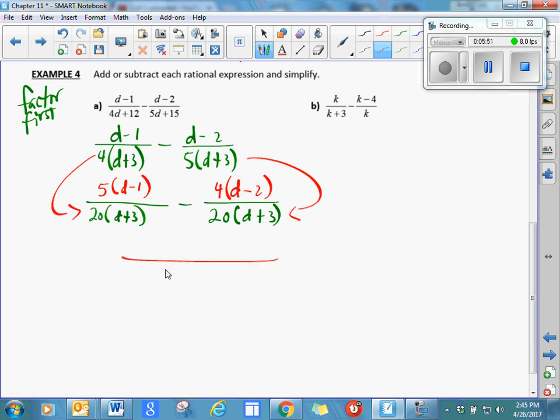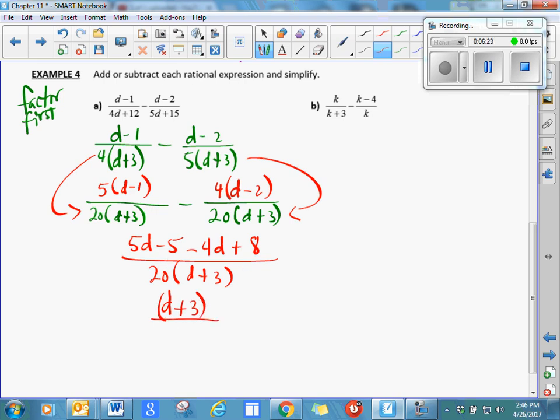Single fraction bar. Distribute. Distribute this negative 4. So that becomes negative 4d plus 8. Clean it up. Clean the numerator up. 5 d's, take 4 away. That leaves you with 1 d. That's a d. Minus 5 plus 8 is 3.